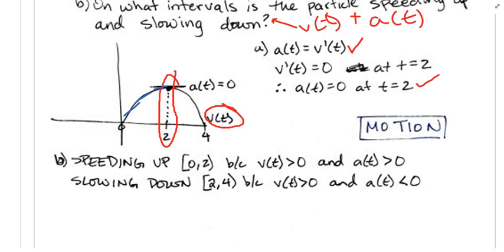What's happening here? Well, now I can go ahead and draw. Velocity is still positive. It's still above the x-axis. So velocity is still positive, but I'm drawing a bunch of negative tangent lines.